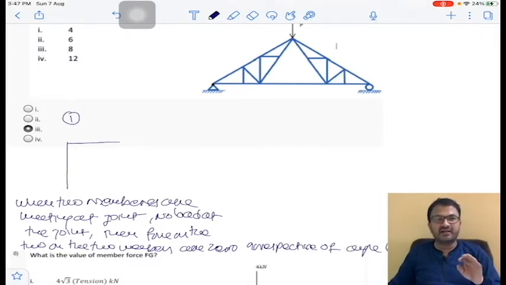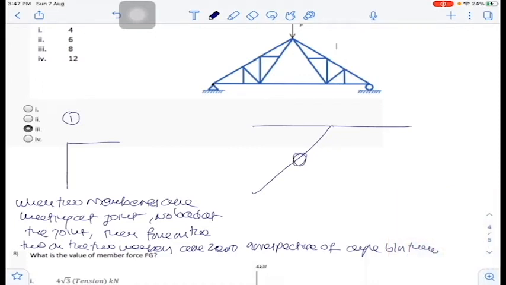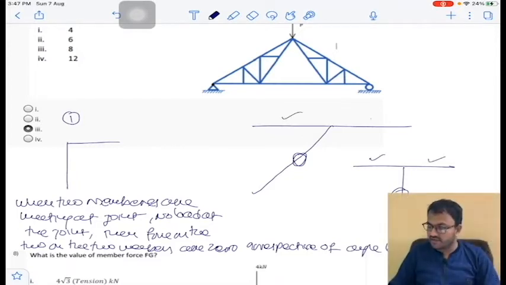Now coming to when there are three members acting. For example, when there are three members acting, out of three members, two members are collinear. Clear? Then force on the third member is 0. So this is 0, or else this will become 0, because this member and this member are collinear.